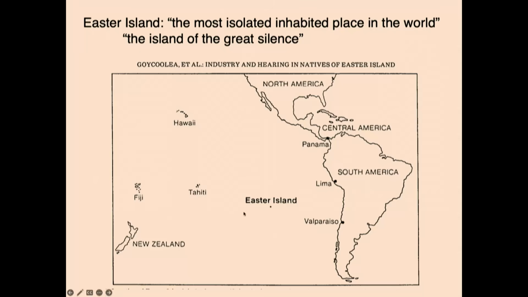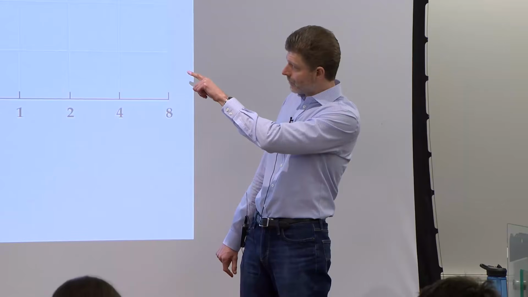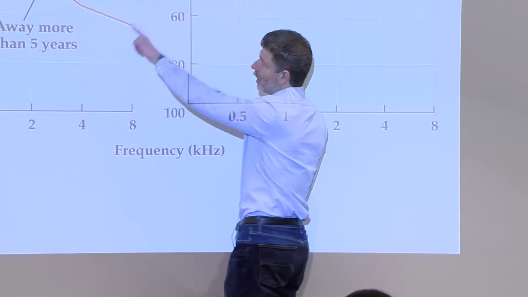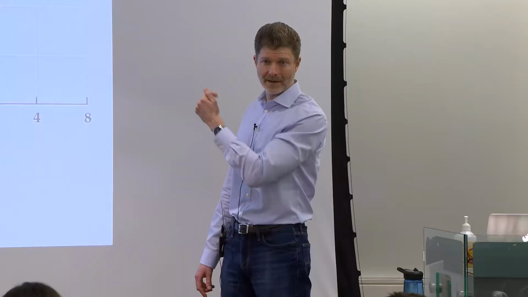People who live on Easter Island would occasionally go to mainland South America for some period of time, like to work for a little bit, and then sometimes come back. So the researchers divided the participants into those that had never left Easter Island, those that had been away on mainland South America for 3 to 5 years, and those that had been away more than 5 years. This is the average audiogram for those 3 groups of people. What this shows is that the people that had been on mainland South America for some period of time have worse hearing than the ones that had never left.